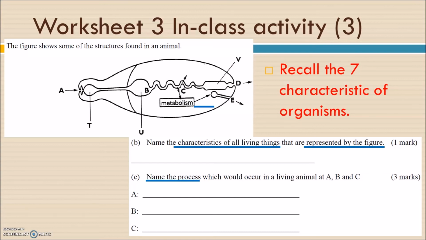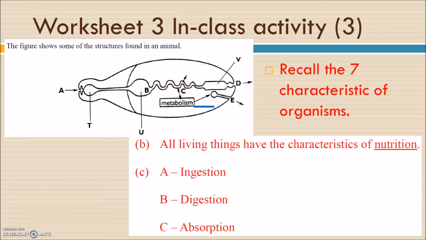And for A, B, C, what will be the process? For A, we put something into the body, and then B is about digestion, and then for C, the something goes into the body for the metabolism. That means you can use it. So it should be ingestion in part A, and then digestion in part B, and for part C it should be absorption.